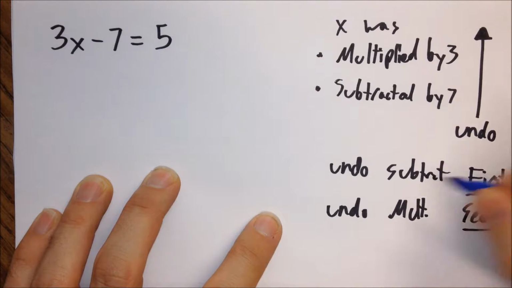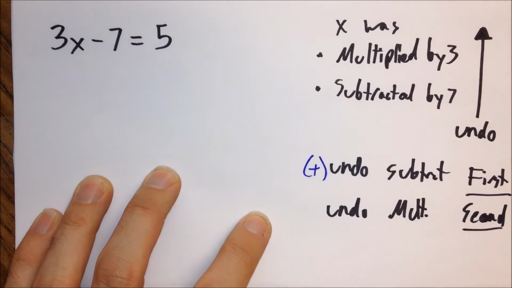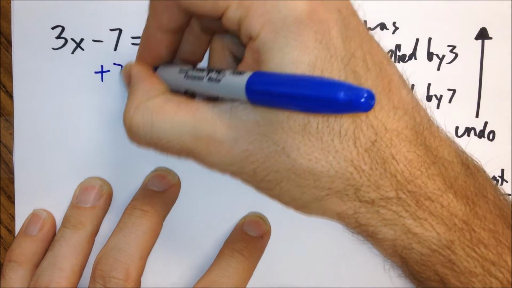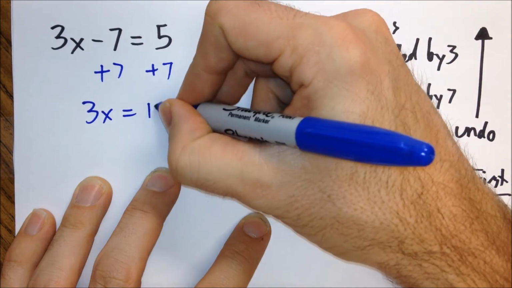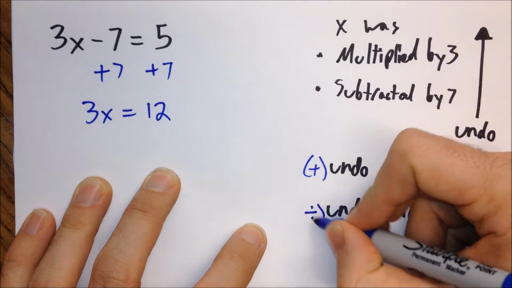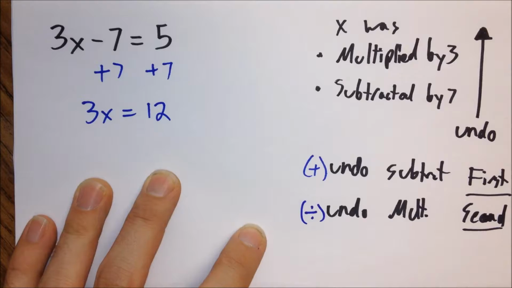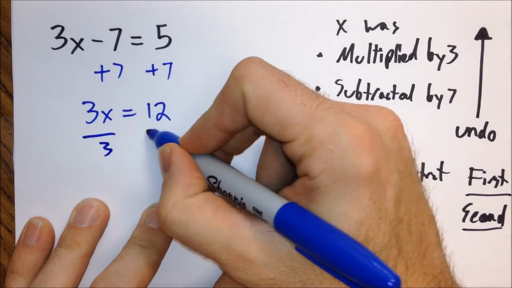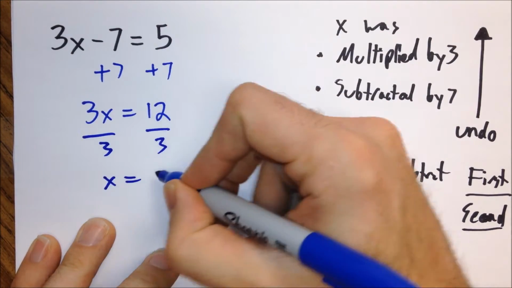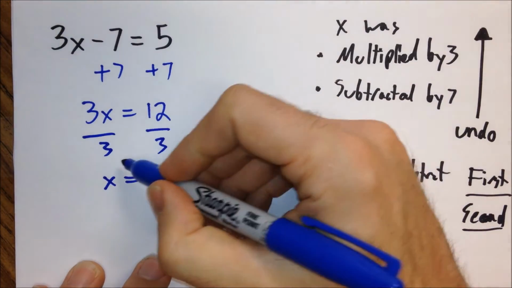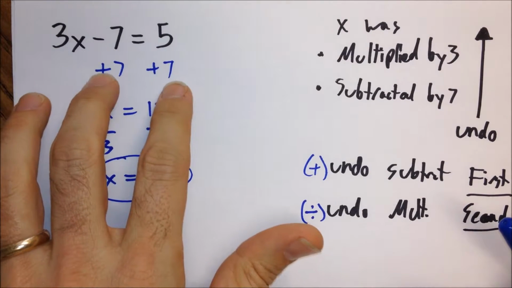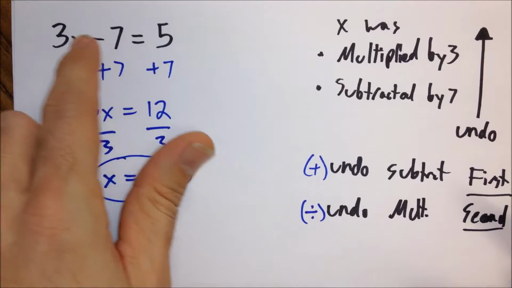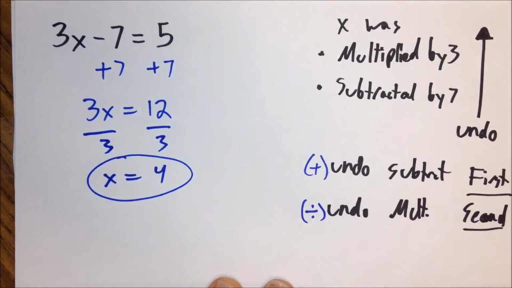So if I look at this, I want to undo my subtraction first. How do I undo subtraction? I undo subtraction by adding. And so I'm going to add 7 to both sides. And that gives me 3x is equal to 12. And then I undo multiplication. How do I undo multiplication? I undo it with division. So now I'm going to divide by 3 on both sides. And we get x equal to 4. And so there's our solution. Our solution is x equal to 4. And we did it by undoing your subtraction and your multiplication in the opposite order in which they interacted with x.